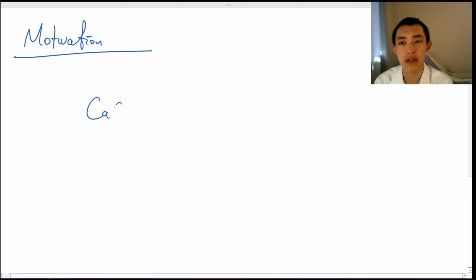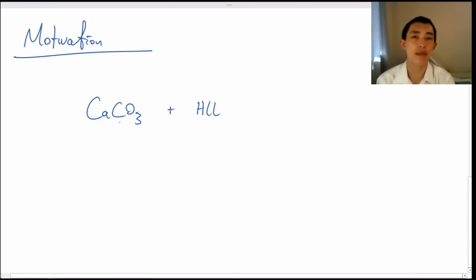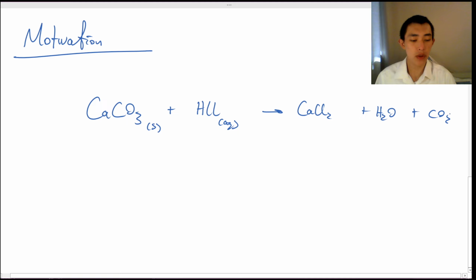So let's say that we have calcium carbonate. Calcium carbonate is just marble or chalk, right? Let's say you want to react it with HCl, because you want to figure out how much calcium carbonate there is in, say, a piece of chalk. This is fine. This makes calcium chloride and water and CO2. Nothing interesting so far, right?